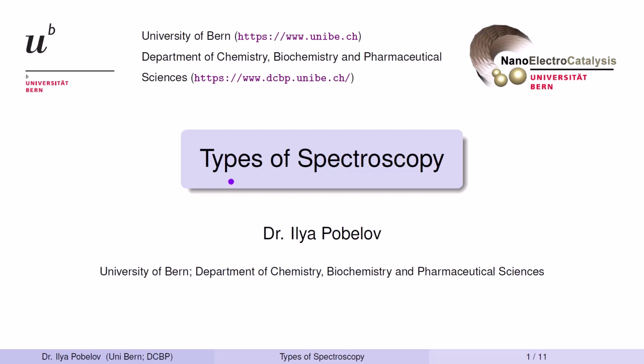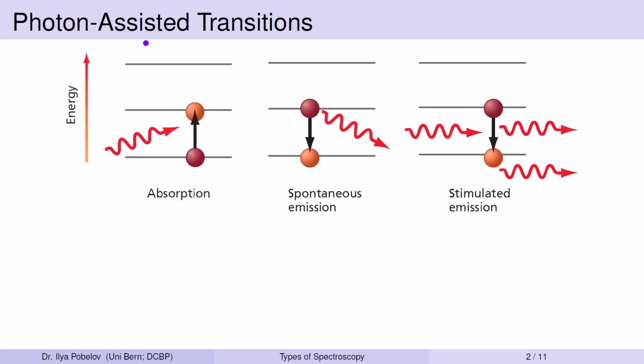In this module, we overview different types of spectroscopy. Photon-assisted transitions are fundamental to understanding the behavior of atoms and molecules in spectroscopy. These transitions involve the absorption or emission of electromagnetic radiation, leading to changes between allowed quantum states of the system.